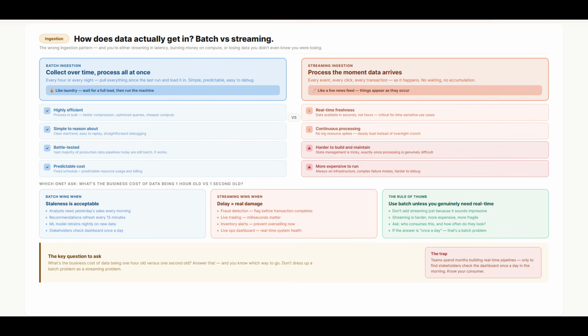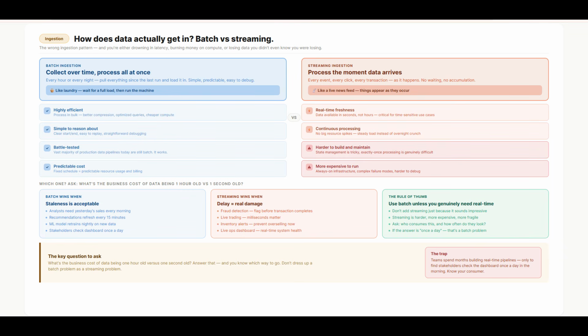If your recommendation engine updates product suggestions, does it need to react within milliseconds of a click? Or is refreshing every 15 minutes good enough? For most e-commerce sites, 15 minutes is fine. For a live trading platform, absolutely not.